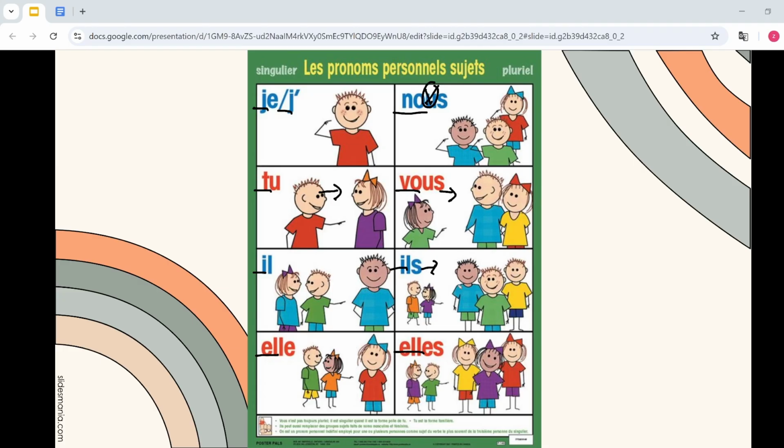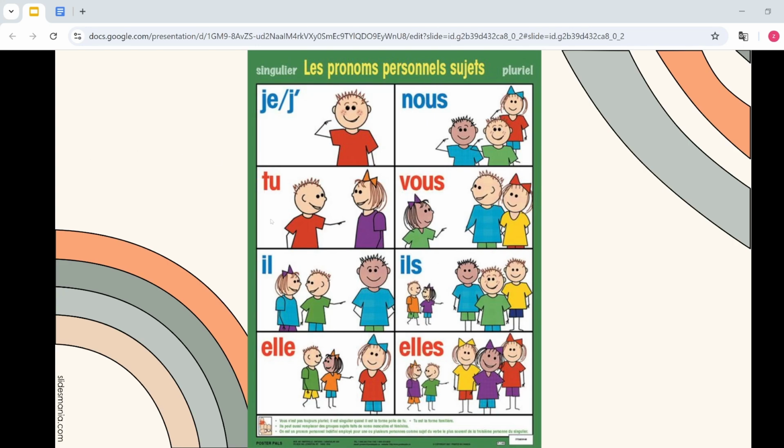Il for talking about a group of people, whether they are all boys or a mixed group. And elle is used for talking about a group of females only, and you're talking to another person about them. And that's it for our subject pronouns.